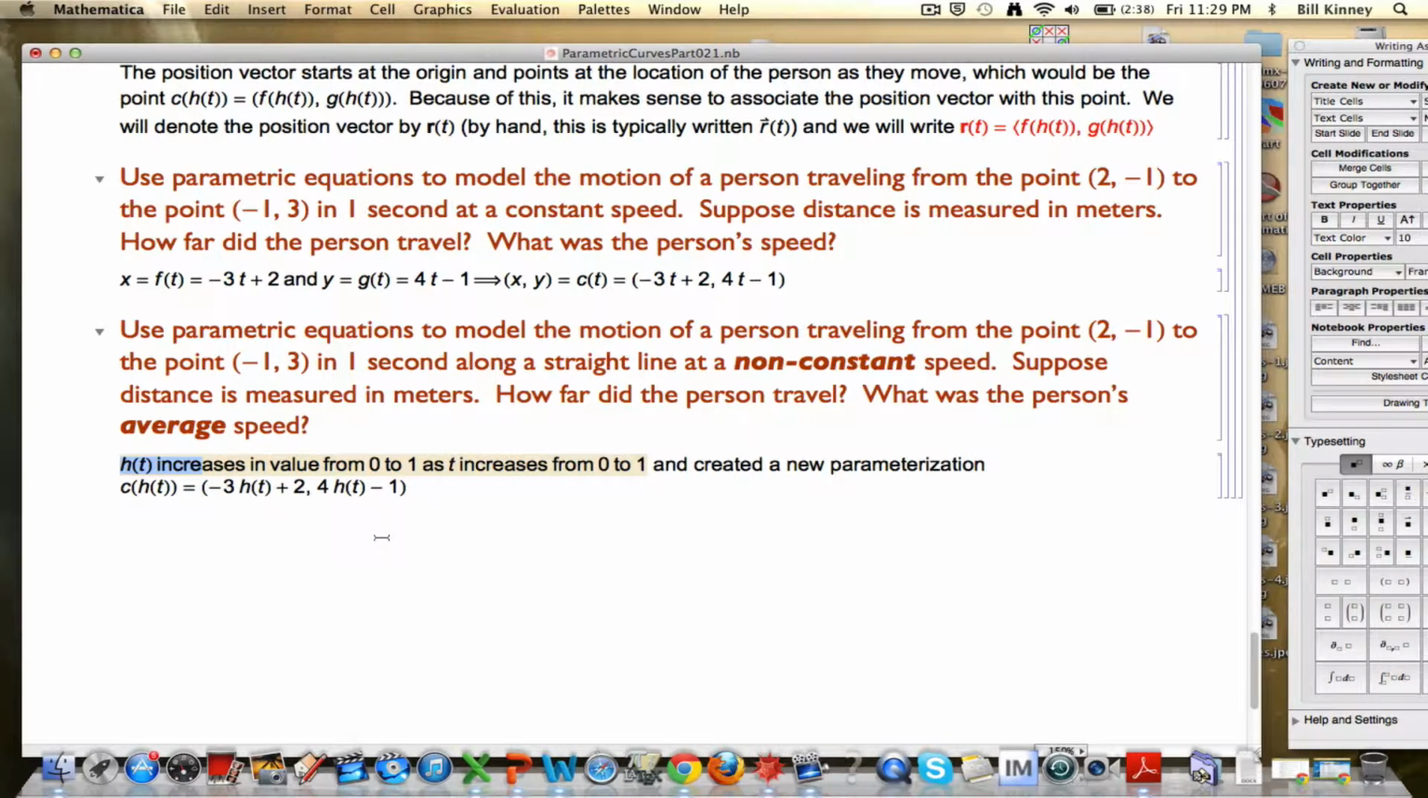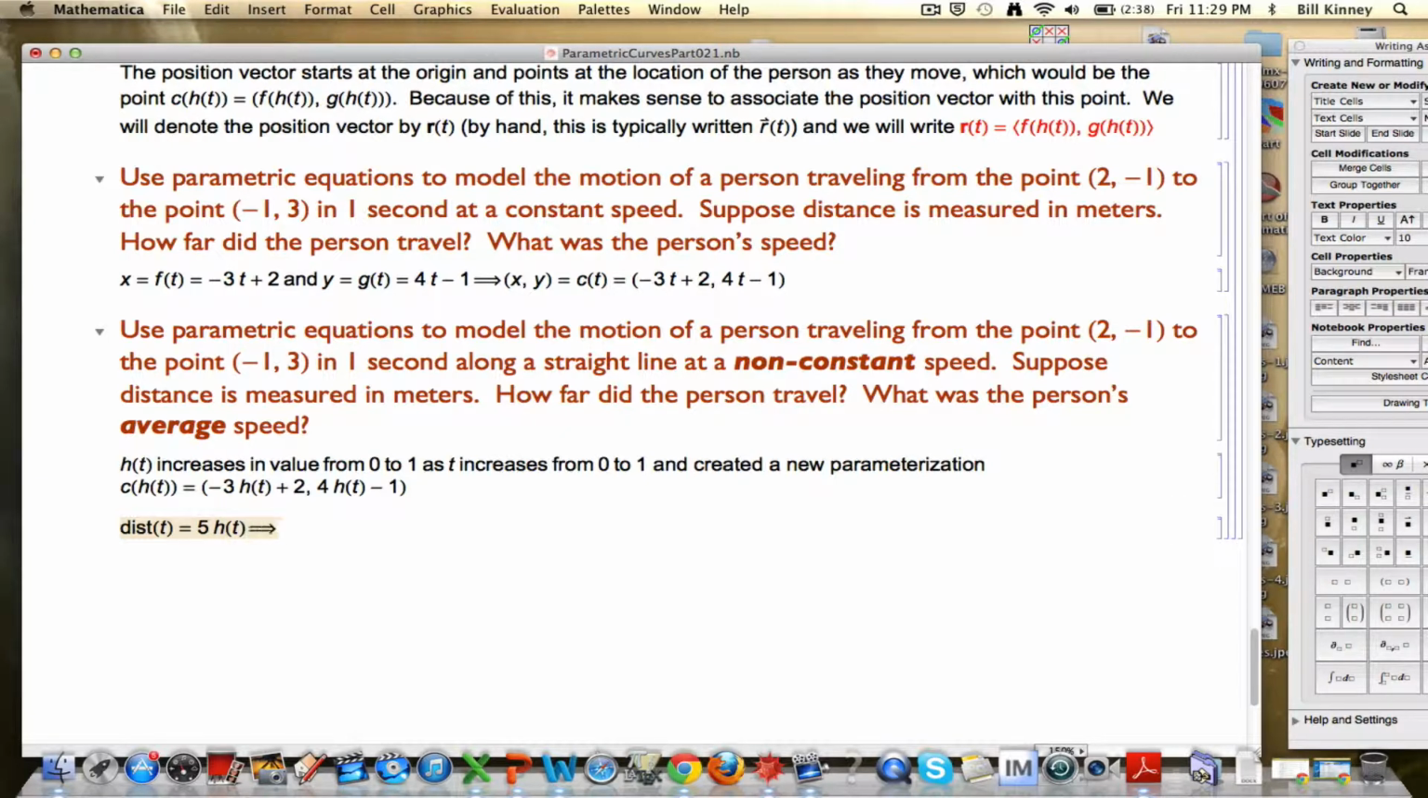All right, what did we do with this now? What we wanted to do was create a distance function, a function, dist(t), that tells you how far you've gone after time t has elapsed. We used the Pythagorean theorem to figure out what it was, and it turns out it was 5 times h(t) for this example.